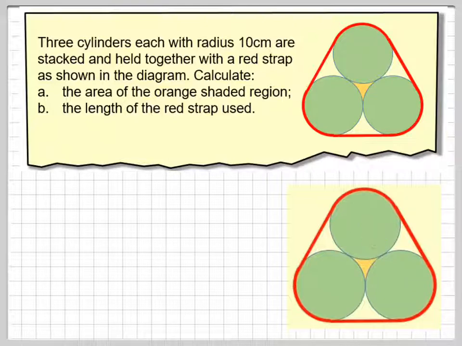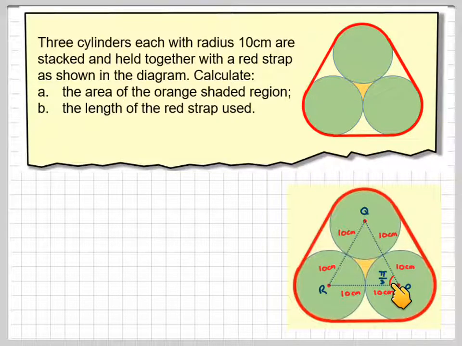is mark on the centre of each circle, roughly, and then draw in an equilateral triangle. We know it's equilateral because we know each of those lengths are the same, and we're going to give them the letters P, Q, R. We know that this is 10 centimetres because we're told the radius of the circle is 10 centimetres, and therefore this one is also 10 centimetres. These two are also 10 centimetres, and these two are also 10 centimetres. So one side of the triangle is 20 centimetres.